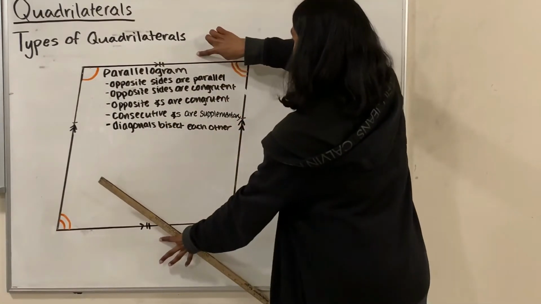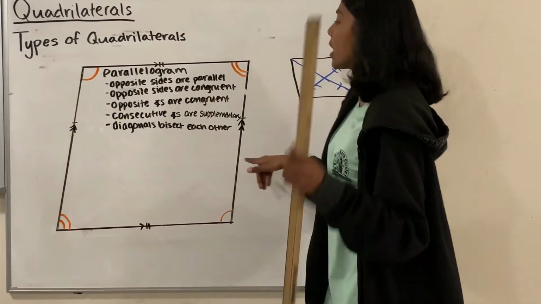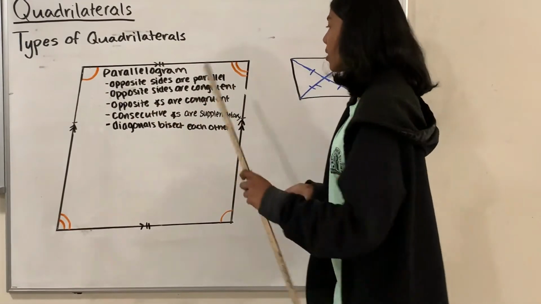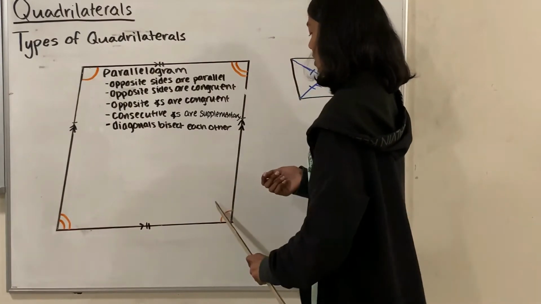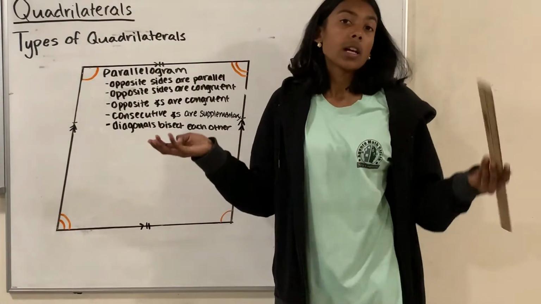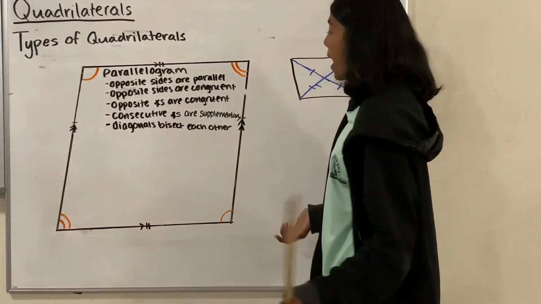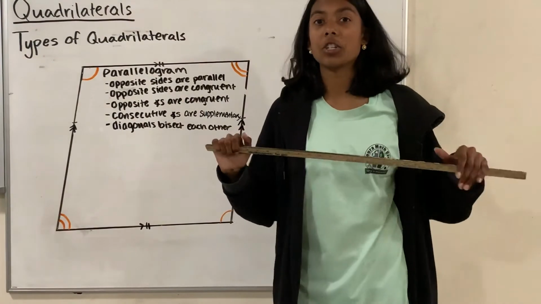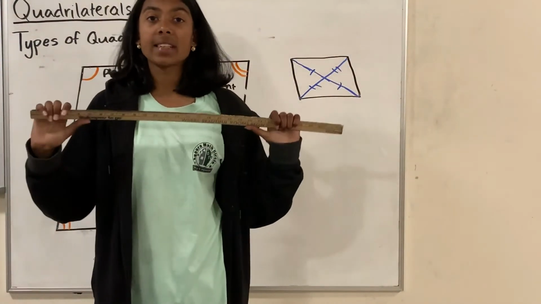So these two sides are parallel and congruent, and these two sides are parallel and congruent. And from that, we also have that opposite angles are congruent. So that means this angle and this angle are equal, and this angle and this angle are equal. And remember, they add up to 360, so that means these two angles are supplementary, or they have to add up to 180 degrees. And finally, the diagonals of a parallelogram bisect each other.